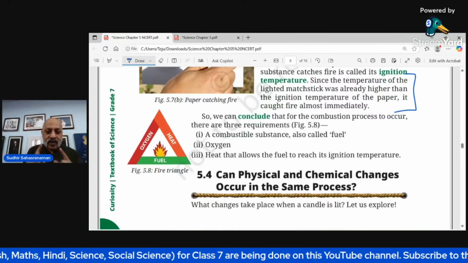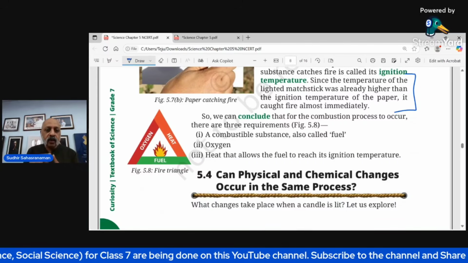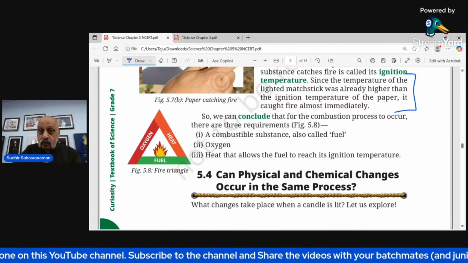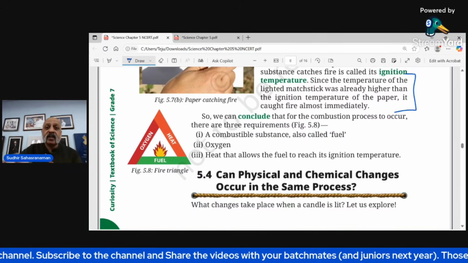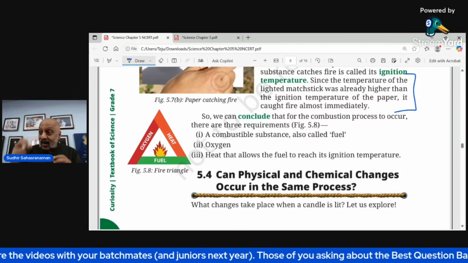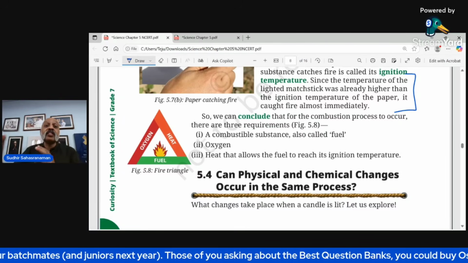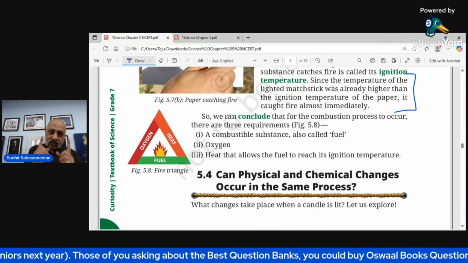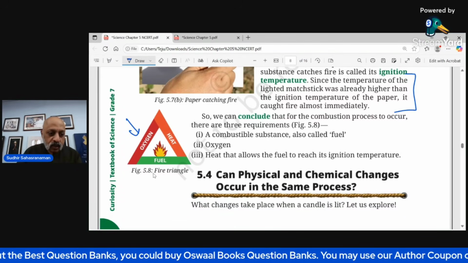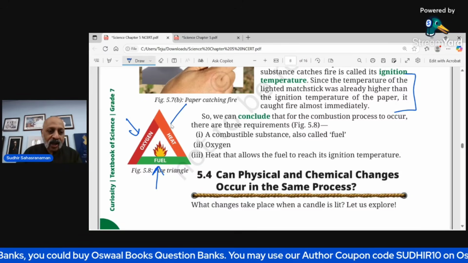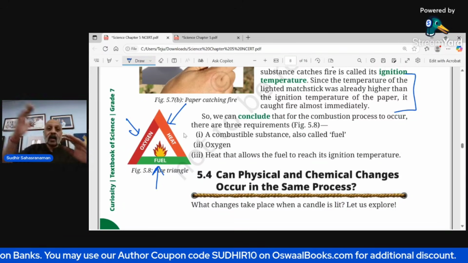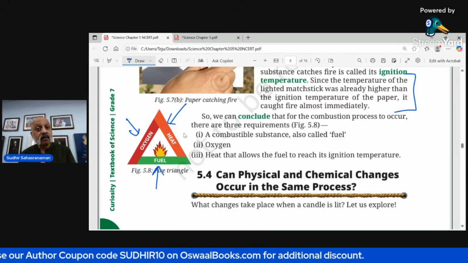So what do you need? So that means for the combustion process to occur, you need three things. You need oxygen, air. You need a combustible substance, which can be paper, it can be dry grass, it can be wood, etc. And you need the heat that allows the combustible substance to reach its ignition temperature. Is it clear? Great. So these are the three things you need: oxygen, the combustible substance, and the source of heat. It can be a matchstick or it can be this kind of capturing the rays and the heat of the sun.